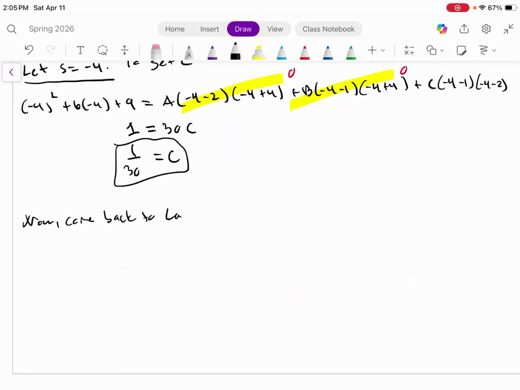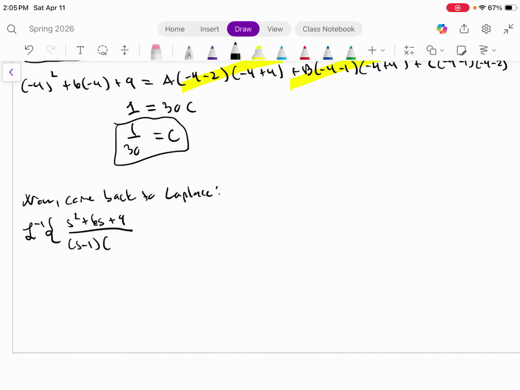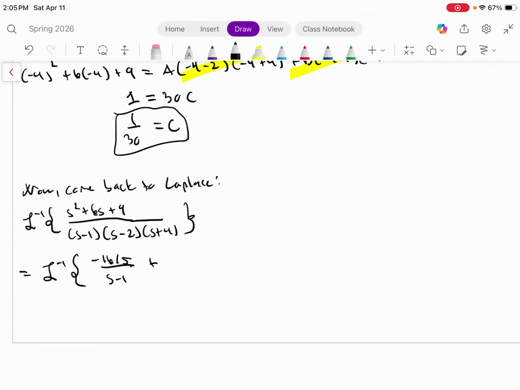The inverse Laplace transform of (s squared plus 6s plus 9) over (s minus 1)(s minus 2)(s plus 4) equals the inverse Laplace transform of A over s minus 1, which is negative 16 over 5 over s minus 1, plus B over s minus 2, which is 25 over 6 over s minus 2, plus C over s plus 4, which is 1 over 30 over s plus 4.